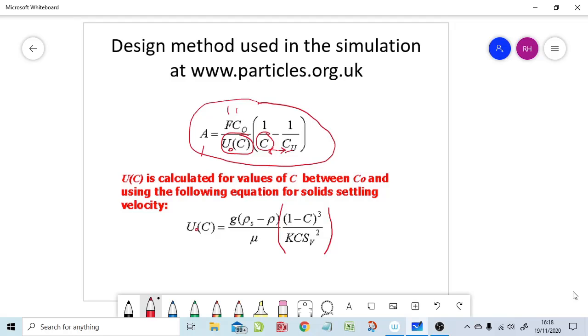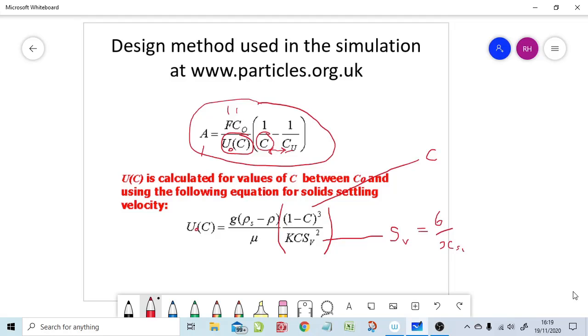What are the inputs for the Kozeny-Kármán equation? Well, concentration. We could be expected to know what the concentration is, at least between the C0 and Cu, the feed concentration and the underflow concentration. So C, expecting an input of concentration, isn't too troublesome. What about SV, specific surface area per unit volume? Not too bad, because if we assume spheres, it's simply 6 over particle diameter.